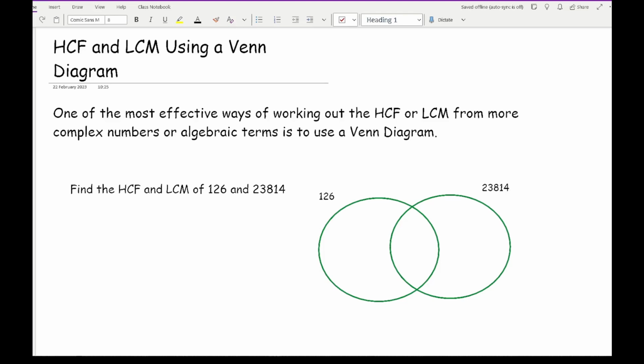Now, using more traditional methods of potentially finding a number that divides into both those numbers by trial and error on your calculator, or by writing down the 126 times table along with the 23,814 times table, as I'm sure you can probably appreciate, is going to be a very time consuming task. So what we want to try and develop is a much quicker way of working the HCF and the LCM of two larger numbers, or in some extreme values, algebraic terms.